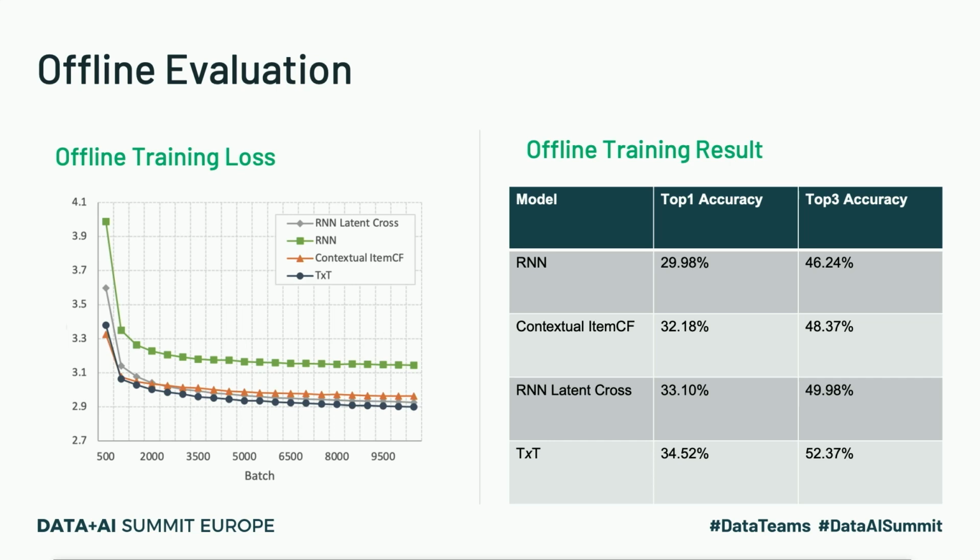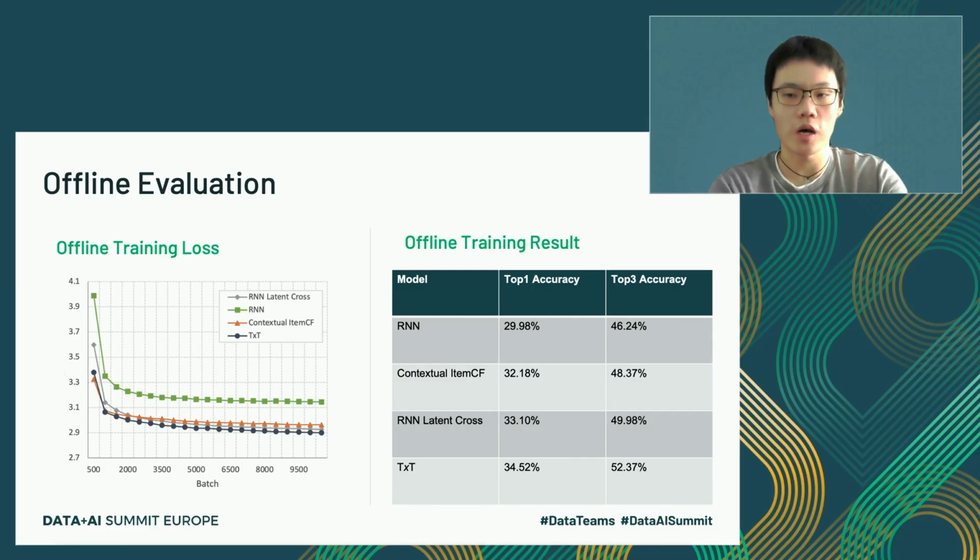During the offline evaluation process, we benchmarked the TXT model against a few other models. Aside from the RNN latent cross, we also compared with an RNN model, which doesn't have the context features as input, and a variation of the item filtering model with the context features as input, so this one doesn't have the sequence information. Results show the TXT model achieves the lowest cross entropy loss during training, and also has the highest top 3 accuracy among all the other models.